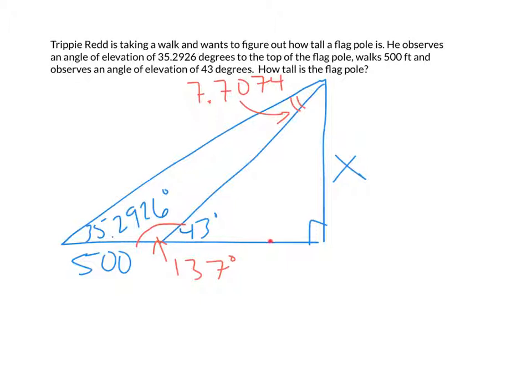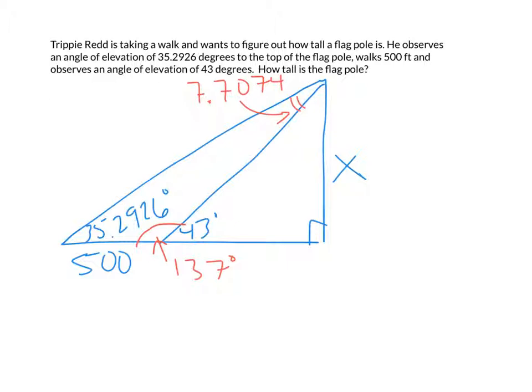If I knew this side, I could just do tangent of 43 is equal to x over whatever this side is. If I knew what this hypotenuse was, I could just do sine of 43 is equal to x over whatever that hypotenuse is. Well, in this non-right triangle, I could figure out this side length using law of sines and then SOH-CAH-TOA my way out of it. So I can use a combination of non-right triangle along with right triangle trigonometry.